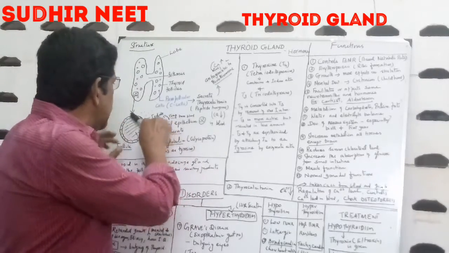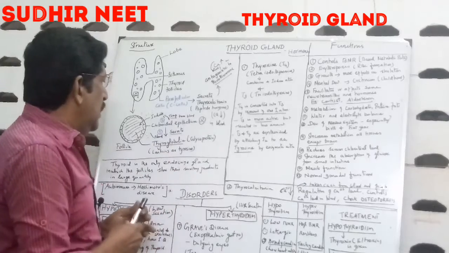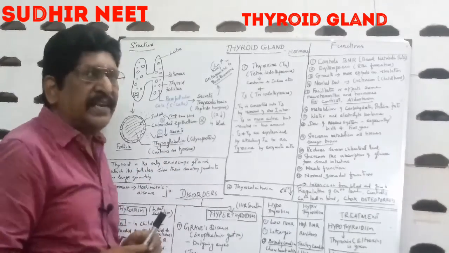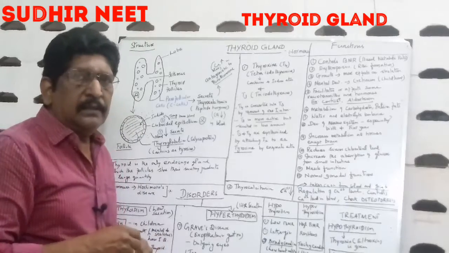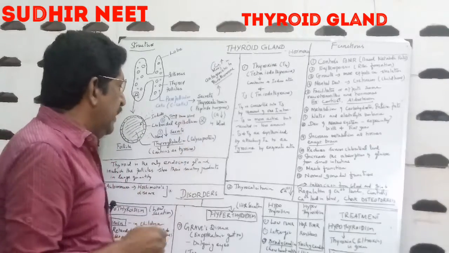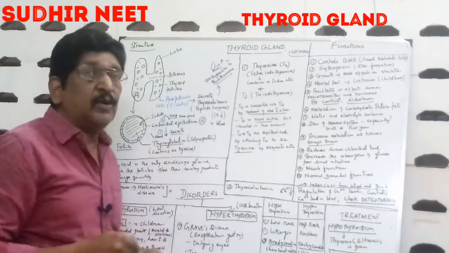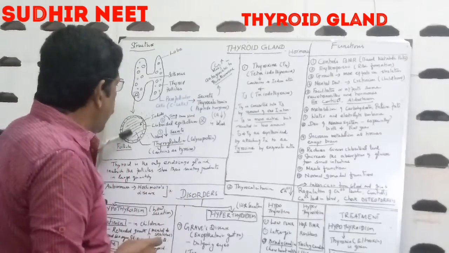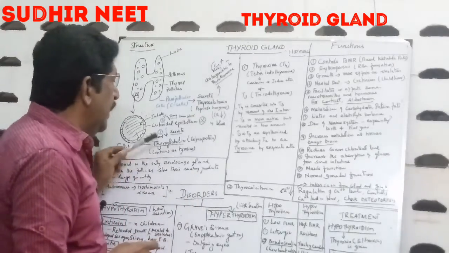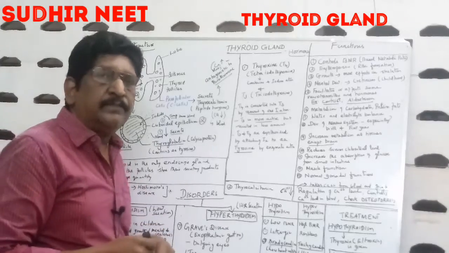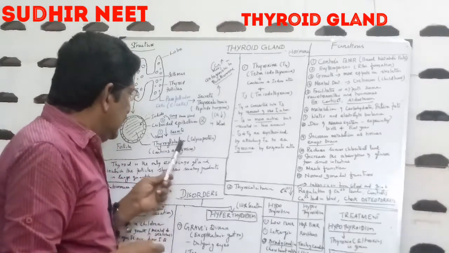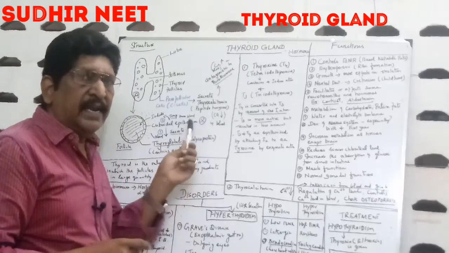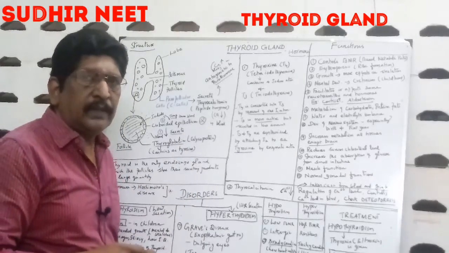So inside this chamber, thyroglobulin is secreted. Thyroglobulin, that's a glycoprotein, and it contains the amino acid tyrosine. It's also another MCQ from the NEET point of view. So inside the follicle you get thyroglobulin, that is a glycoprotein, which contains the amino acid tyrosine. So it's an amino acid derivative hormone.